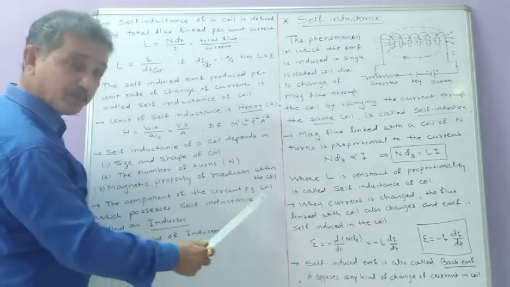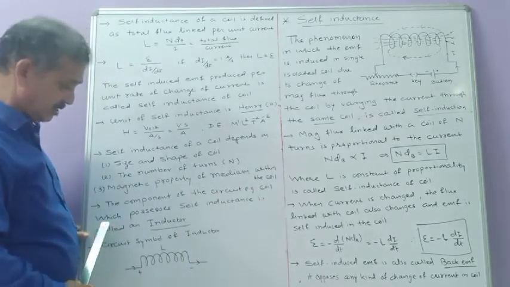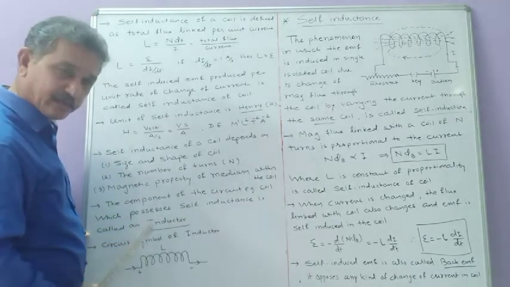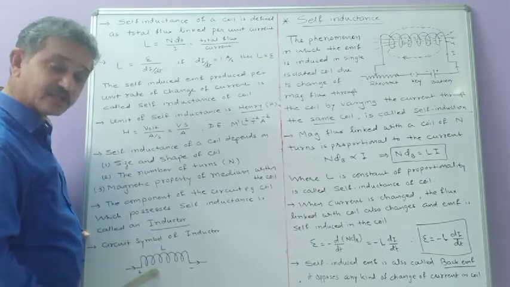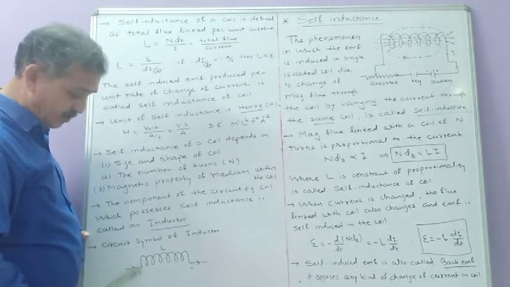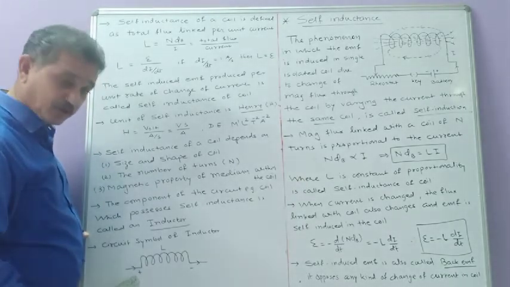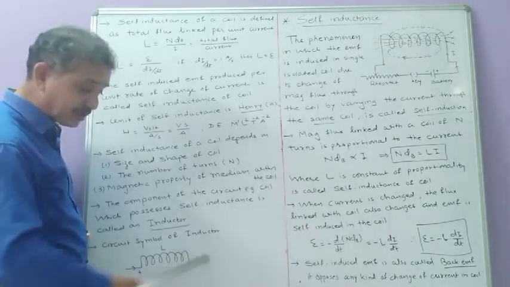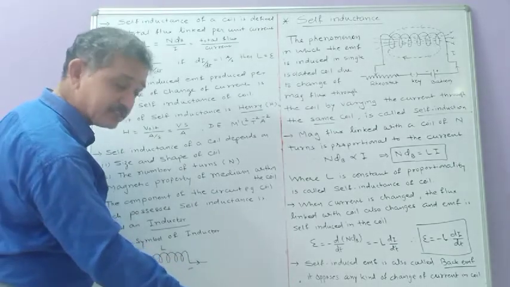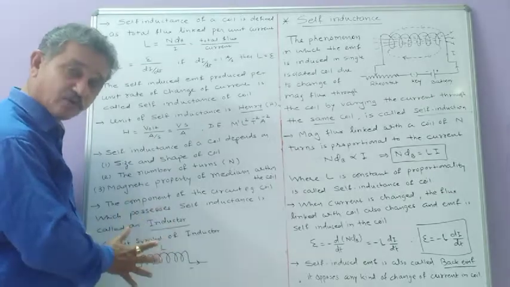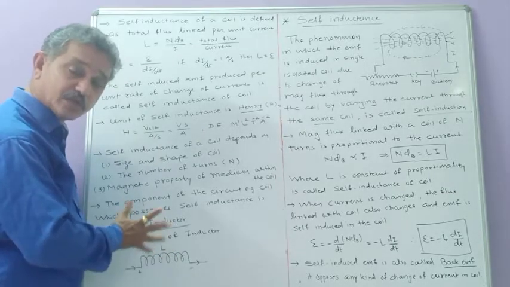The component of a circuit, as per example coil, which possesses self inductance is called an inductor, and circuit symbol of inductor is like this one. Then the end of an inductor through which the current is entering is considered as positive, and another end through which the current is coming out is considered as negative. So be remember, just like a resistor, this is a second circuit component which can be used in electricity.